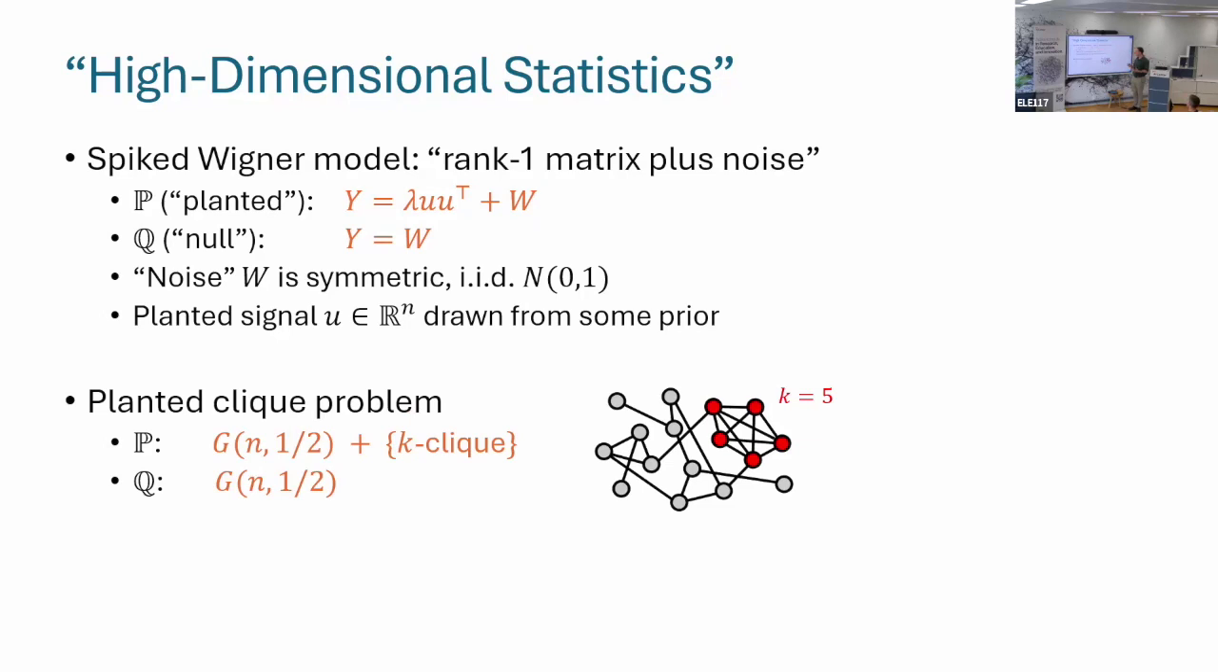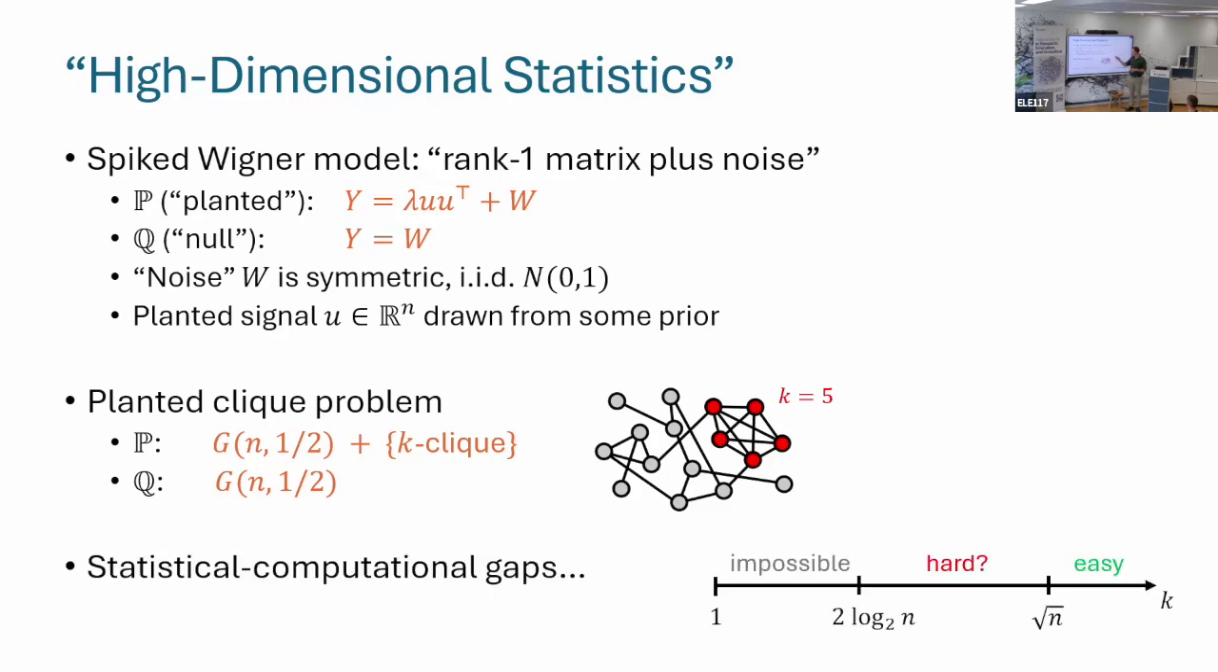Another very canonical problem in random graphs is called the planted clique problem. We have G(n, 1/2), meaning the random graph with n vertices, where every pair of vertices is connected with probability half, independently. But in the planted case, we also hide a clique: pick k vertices at random and connect them all to each other if they weren't already connected.